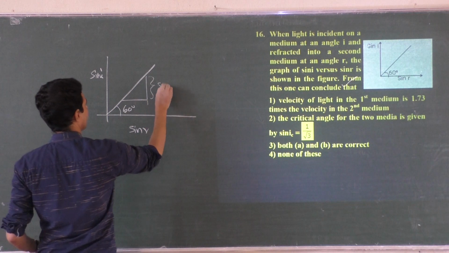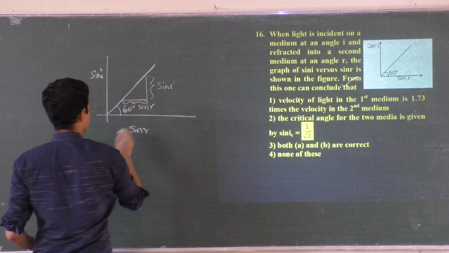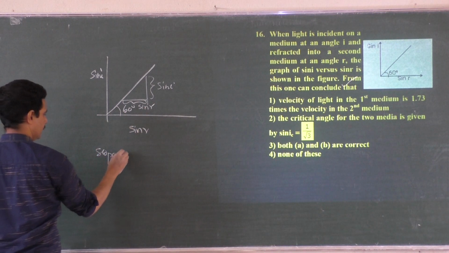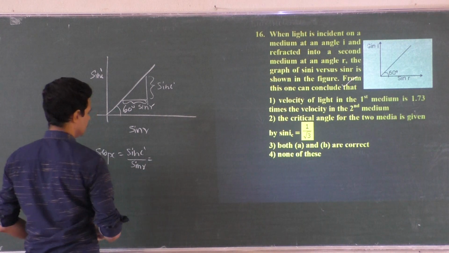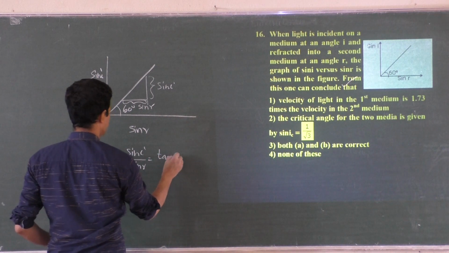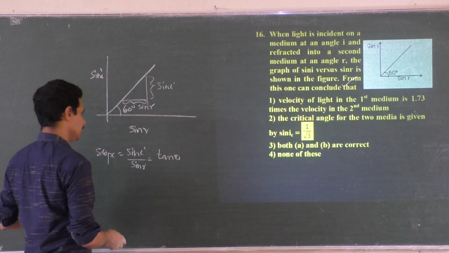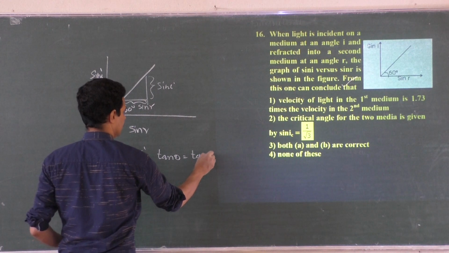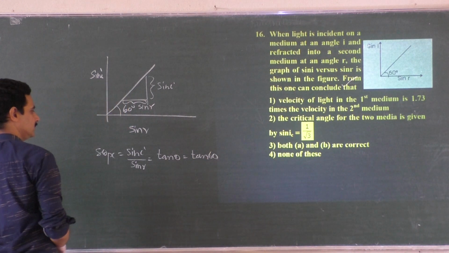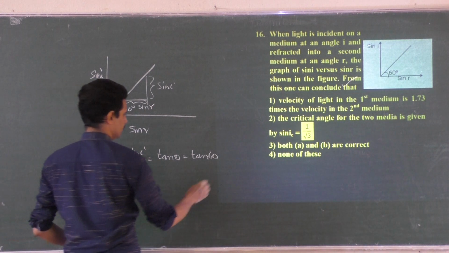here you get the sin i variation and here you get sin r. Now slope is equal to sin i by sin r, is equal to tan theta, isn't it? If this is taken as theta, the slope is also tan theta. Mathematics I need not explain, you know it very well. And what is tan theta? Tan 60. Sin 60 is root 3 by 2, cos 60 is half. So it is root 3.